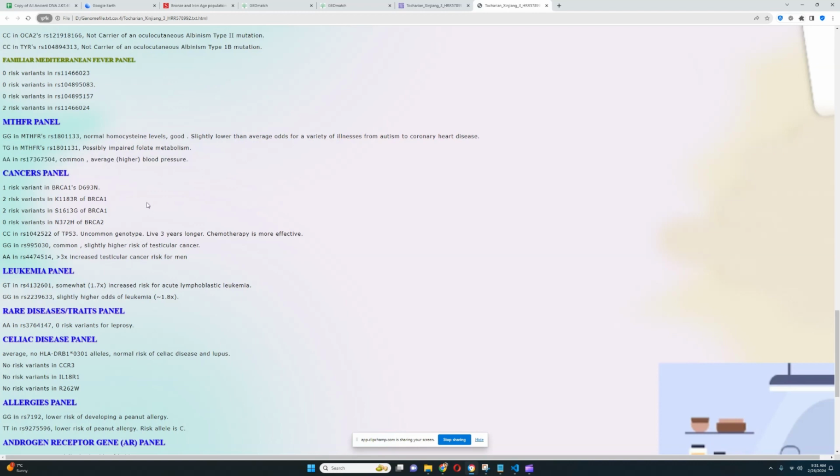For the cancers panel, it looks like he does have a lot of risk variants for breast cancer too. Yeah, it's a little bit concerning. And for testicular cancer, it's not that bad. It's actually not that bad because only 2 out of 3 were found in the file. So yeah, it's not that bad.